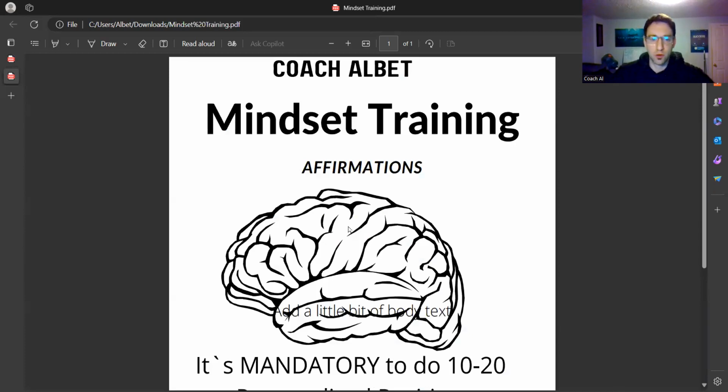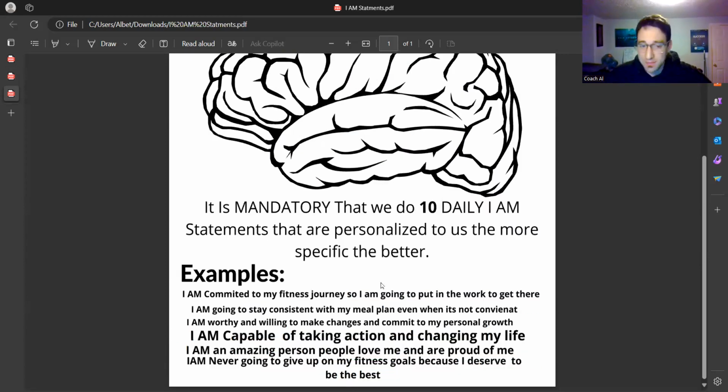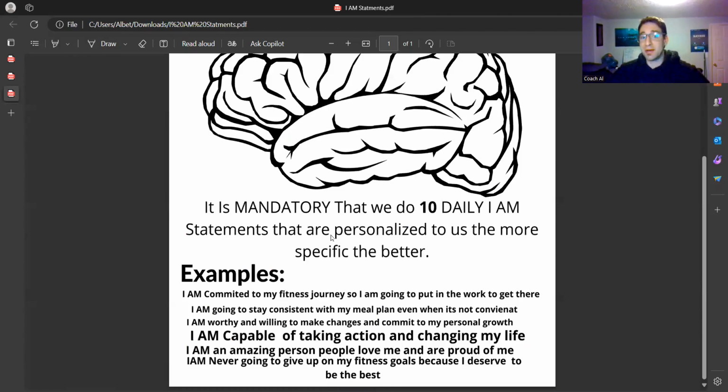So this is what I wanted to bring up here real quick. Here are some examples of affirmations. And if you look more, there's also examples of I am statements. I'm going to go back here to the affirmations. I will reach my goals because I'm showing up and putting in the work. I am a strong, confident person who loves to win. I am extremely proud of myself that I'm getting out of my comfort zone daily to achieve my goals. I am the most important person in my life, and my health is the most important thing in my life.